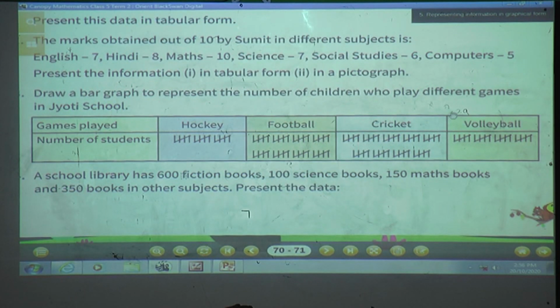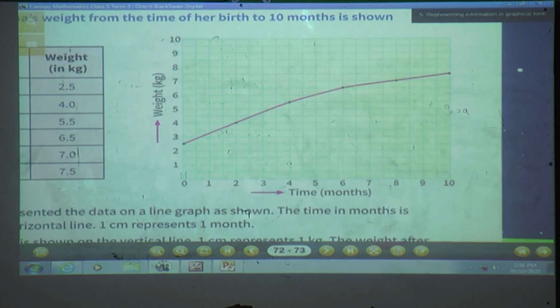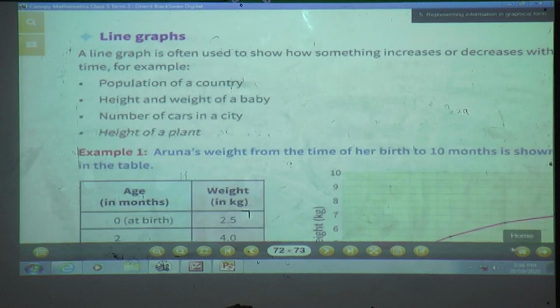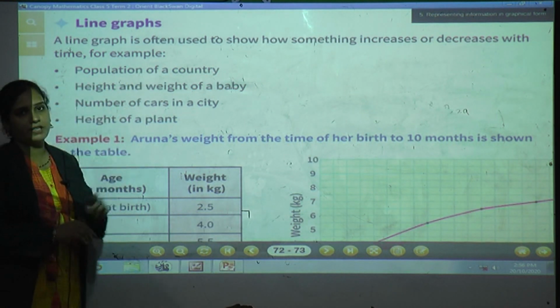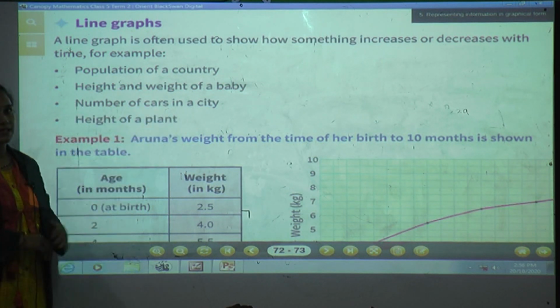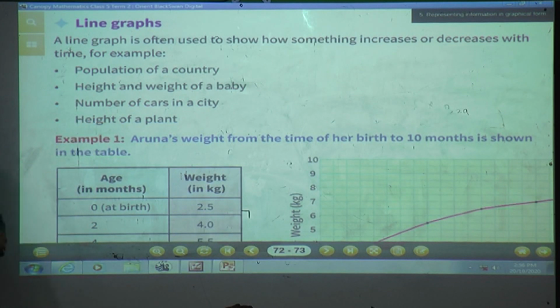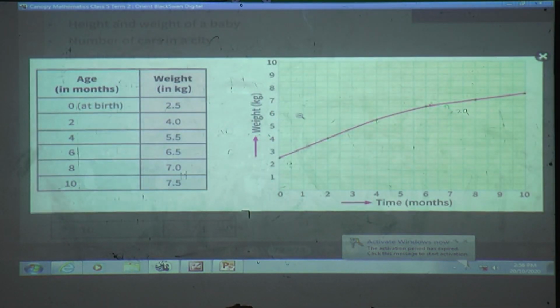See page number 73. Here, line graphs. A line graph is often used to show how something increases or decreases with time. For example, the population of a country, height and weight of a body, number of cars in a city, height of a plant. Okay. So we'll see the example they have given here of how to draw the line graph.